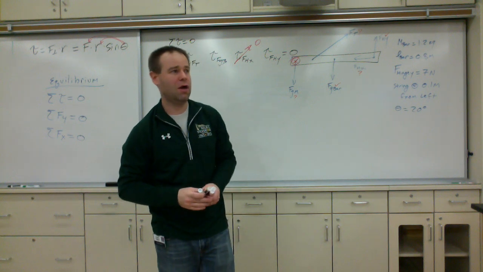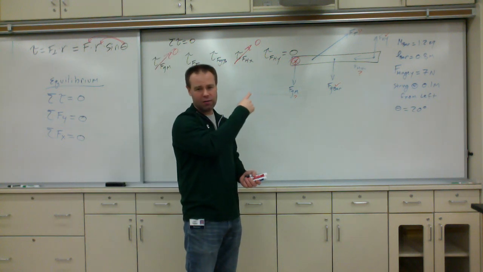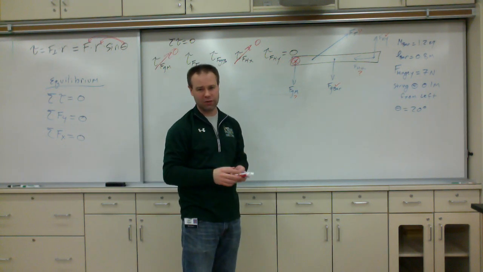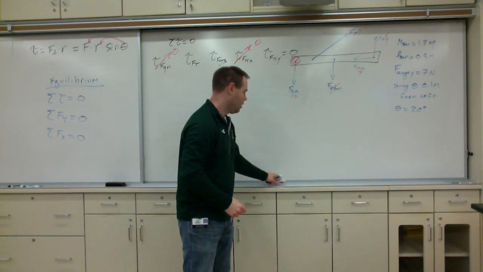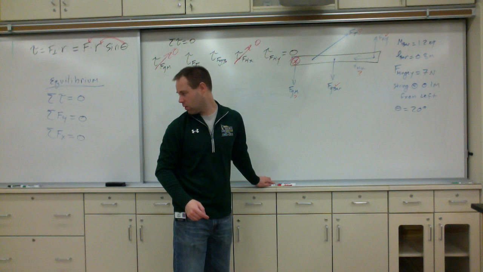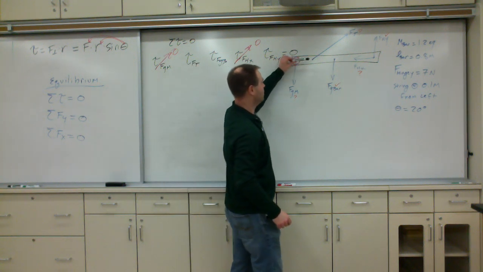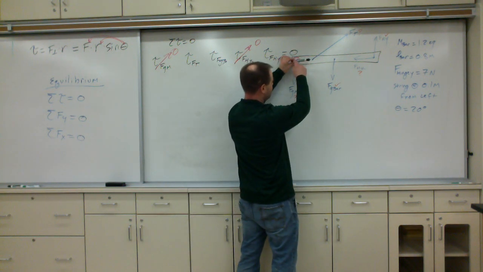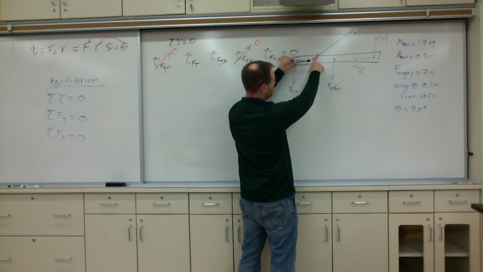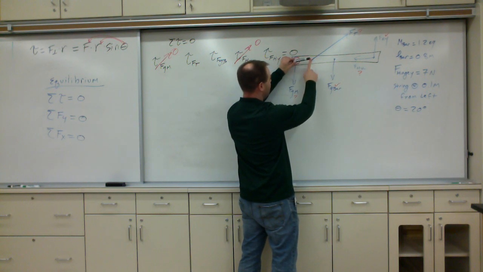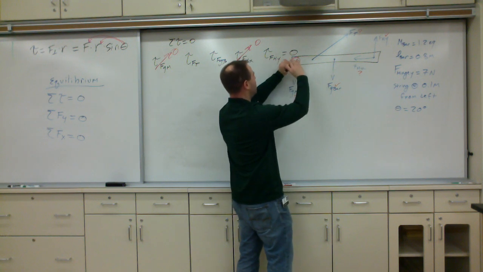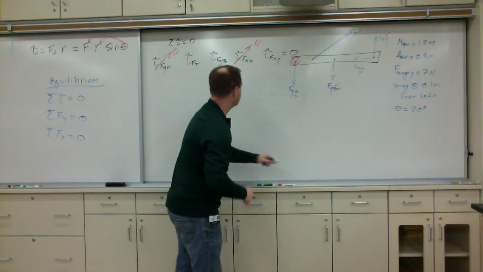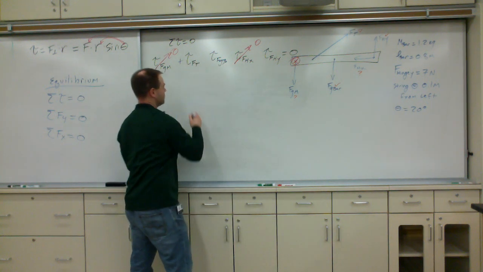Typically in physics, we say that the counterclockwise direction is the positive direction for torque, and the clockwise direction is the negative direction for torque. So if I pretend like this is my beam and that's my axis of rotation, then if I look at this force of tension, it's going to try and rotate it this way. It's kind of pulling up at an upward angle. It's going to try and rotate it that way, which is counterclockwise. So the torque of force tension is positive.